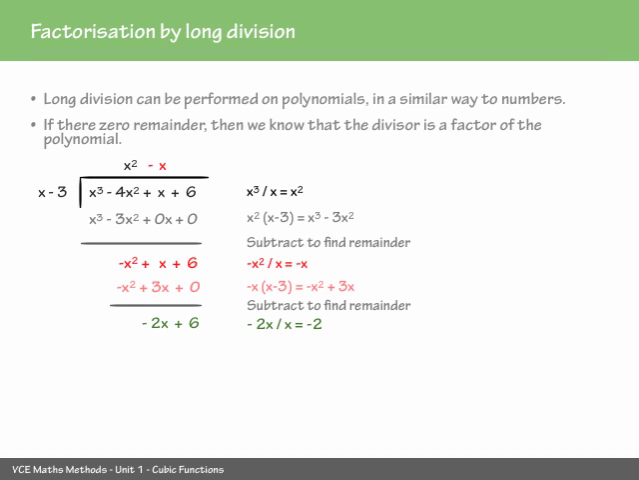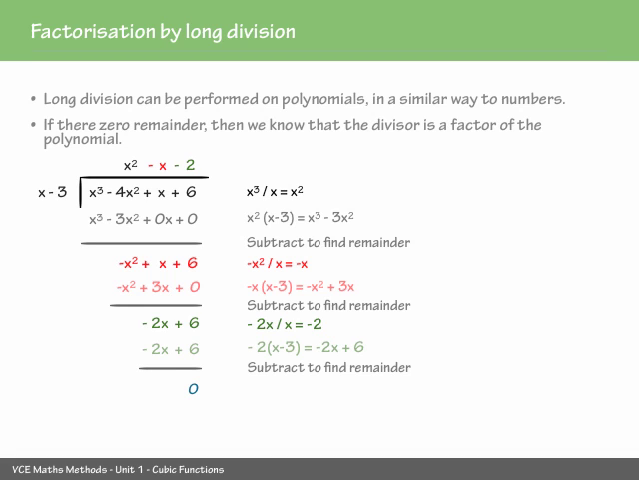So lastly, minus 2x divided by x is minus 2. Put it at the top. Minus 2x and 6. Subtract these two to find the remainder and we get a 0.